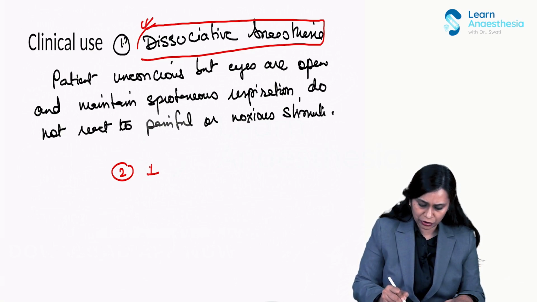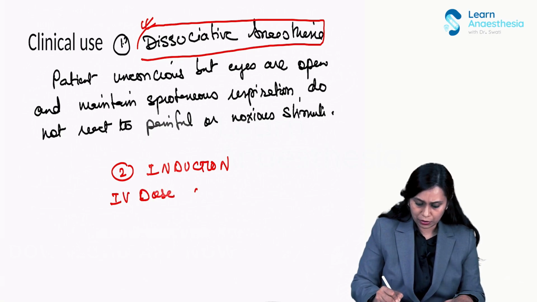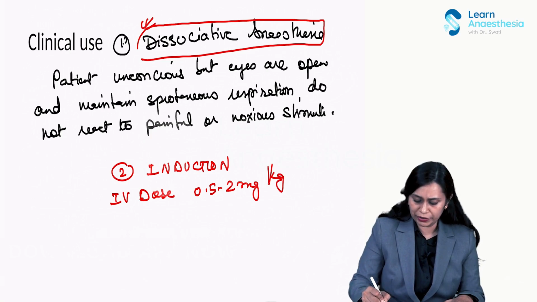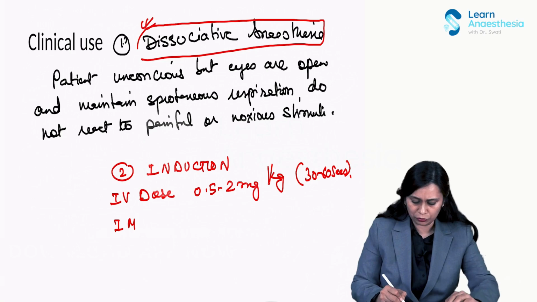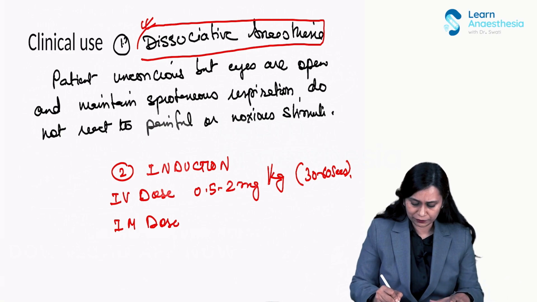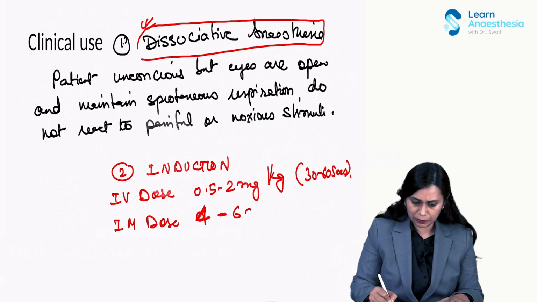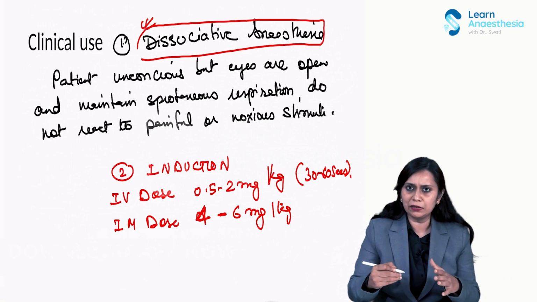Now, second is for induction of general anesthesia. Induction dose, IV induction dose, 0.5 to 2 milligram per kg body weight. Effect, I already told you, comes in 30 to 60 seconds. If I am using IM dose, then the dose is 4 to 6 milligram per kg body weight, right? And effect is little delayed.